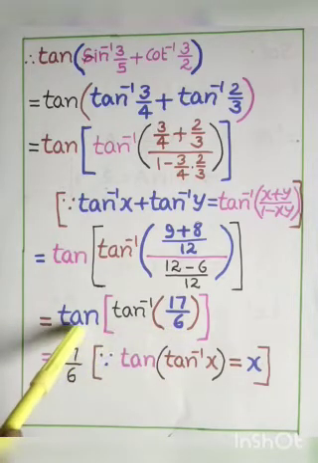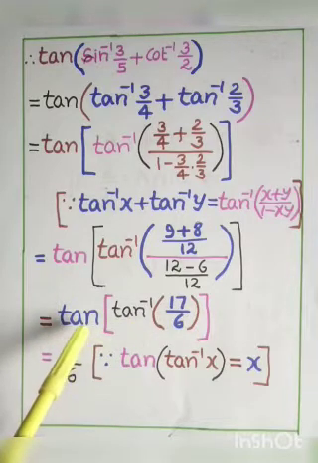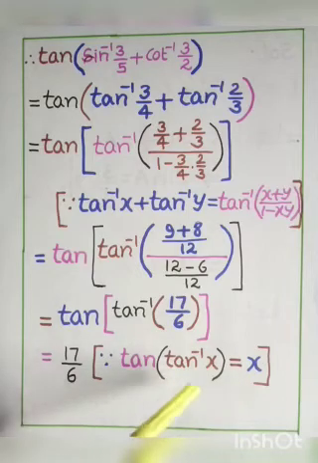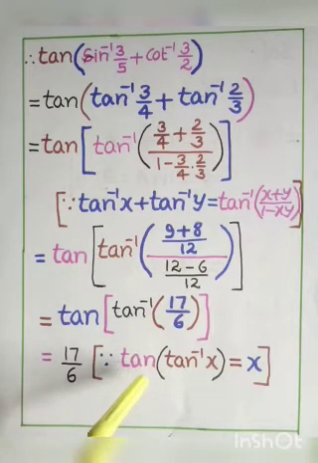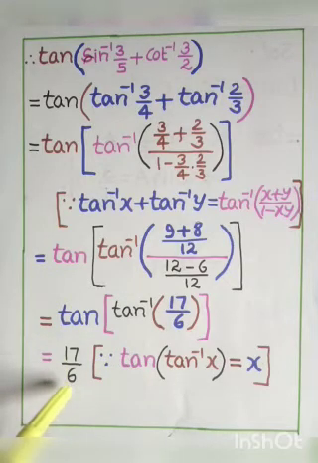Right. Again here it is in the form of tan of tan inverse x. What is the formula? Tan of tan inverse x is equal to x. This is a property of inverse trigonometric functions. So by using this property you get 17 by 6. This is the value of the given function. Understood, my dear children? Right.